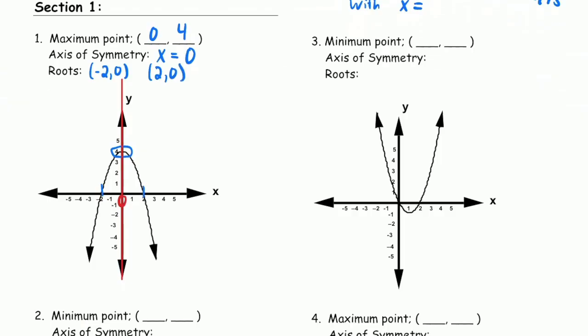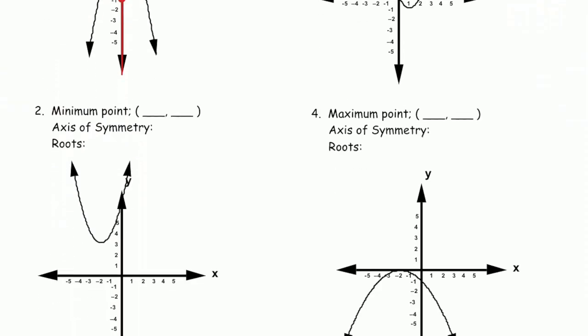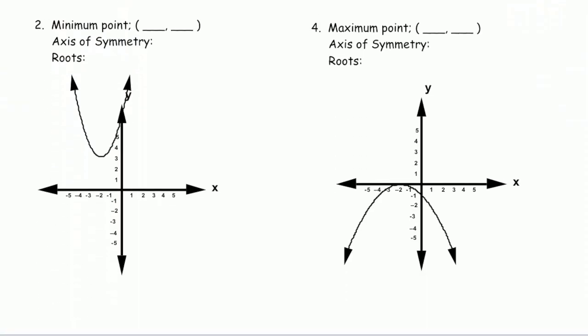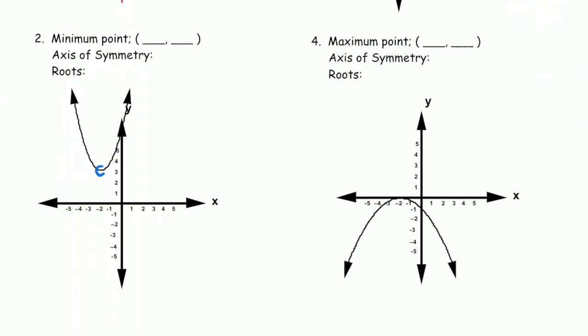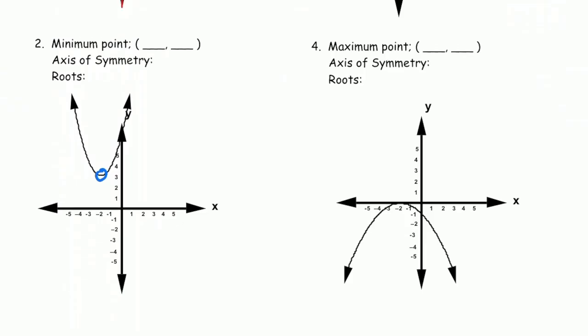So now let's look at the second question below. Same idea here. This time we have a minimum because we have a lowest point, which is going to be right here. And we can say that's going to be at the coordinate -2, 3 this time. And then we're going to go ahead and draw a line down the middle for our axis of symmetry. And we see that is at -2. And again, axis of symmetry is always going to start with x is equal to. And then after that, we'll put -2.